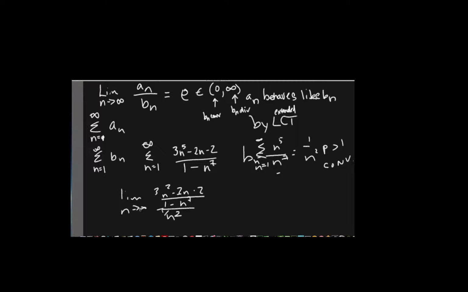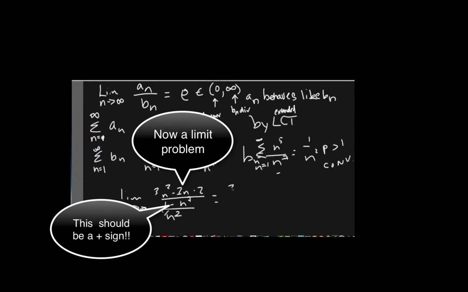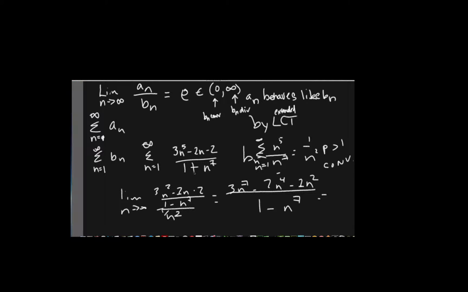So here what we have to do is look at it as a fraction over a fraction. You flip and multiply, so you get 3n to the 7th minus 2n to the 4th minus 2n squared all over 1 minus n to the 7th. And when I take the limit, I get infinity over infinity. So what do I do there? L'Hopital, or you can just factor out n to the 7th. Yes. I'm going to change the problem because I didn't make it up properly. That should be plus 7, okay?